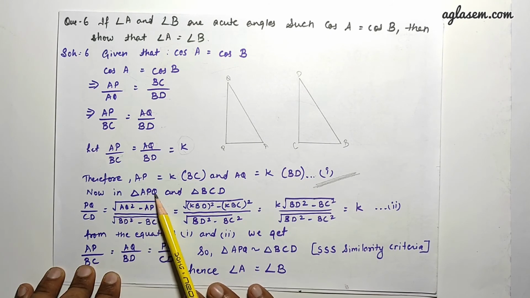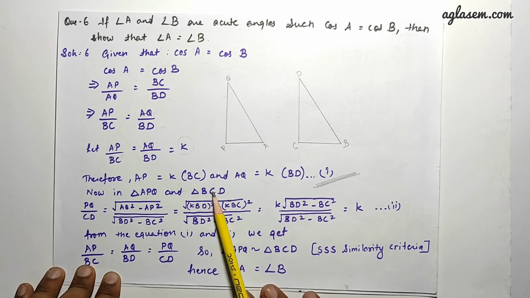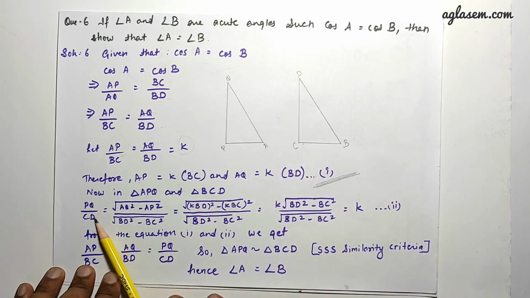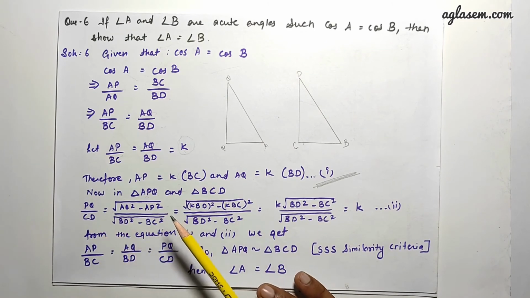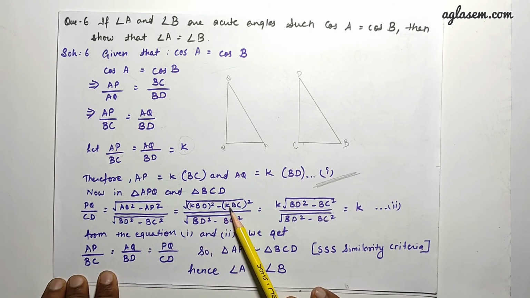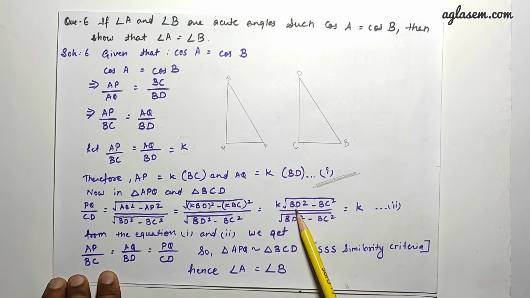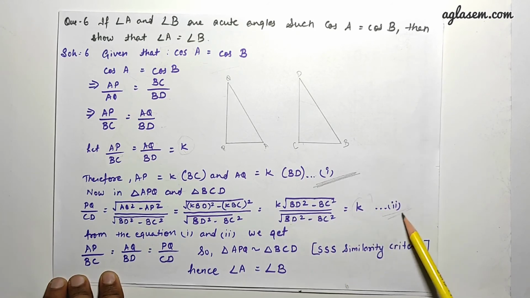Now in triangle APQ and triangle BCD, PQ upon CD is equal to root AQ square minus AP square upon root BD square minus BC square, which is equal to root of k BD square minus k BC square upon root BD square minus BC square, which is equal to k root BD square minus BC square upon root BD square minus BC square, which is also equal to k. That is the second equation.